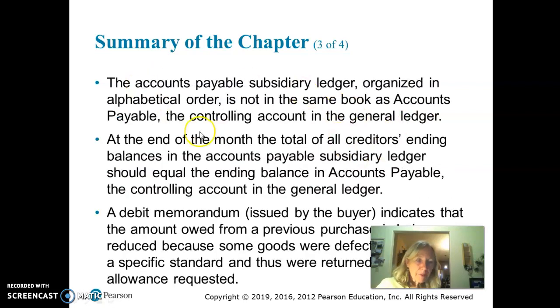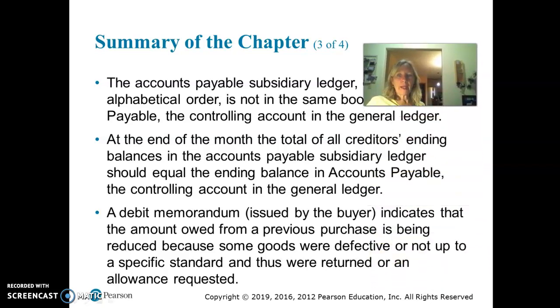So, summary of the chapter: the accounts payable subsidiary ledger is organized in alphabetical order. It's not the same book as the accounts payable, which is the controlling account in the general ledger. So the subsidiary ledger has all the people that you owe money to. At the end of the month, sometimes the end of the week, the total of all creditors' ending balances in the accounts payable subsidiary ledger should equal the ending balance in the accounts payable, the controlling account for the general ledger.